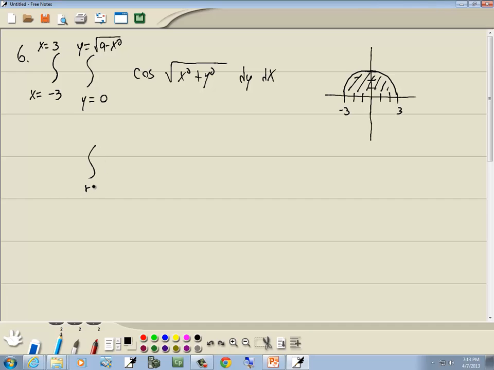And again, you're probably going to get very used to these. r goes from 0 to 3, and then theta, well, it's pretty obvious it goes from 0 to pi, because again we start here and then it goes over to here, which is pi. And we have cosine and the square root of x squared plus y squared, which is r squared, and then we have to have an extra r here, dr d theta.